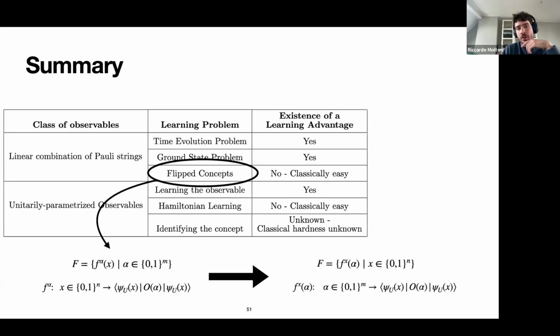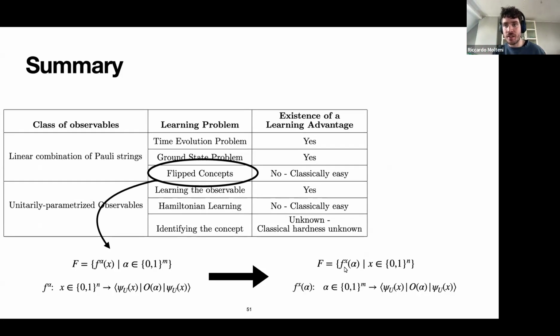We also look at the flipped concept, so let me briefly define what I mean by that. We showed before that we have a concept class, and each concept is labeled by alpha, where alpha defines the observable. Each concept is given an input x, which defines a quantum state, and I have an expectation value related to one observable, or alpha. So we ask, what happens when we flip the roles of x and alpha? Is it still hard? Is it classically easy?